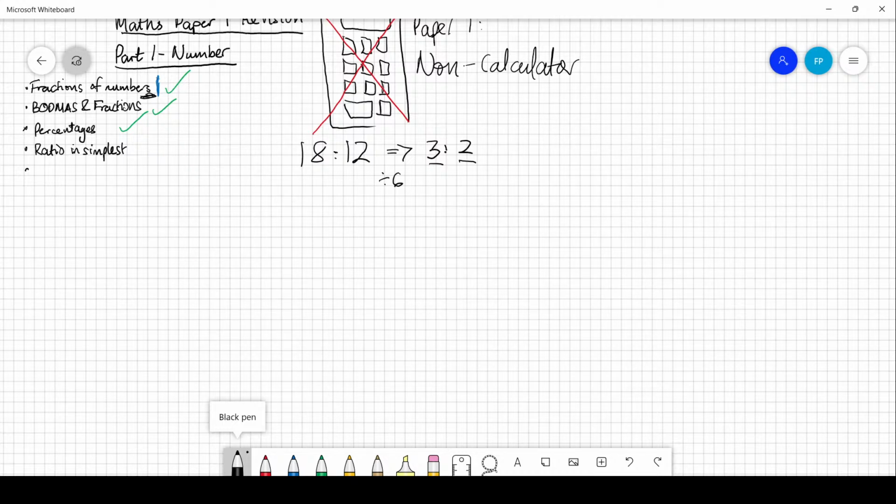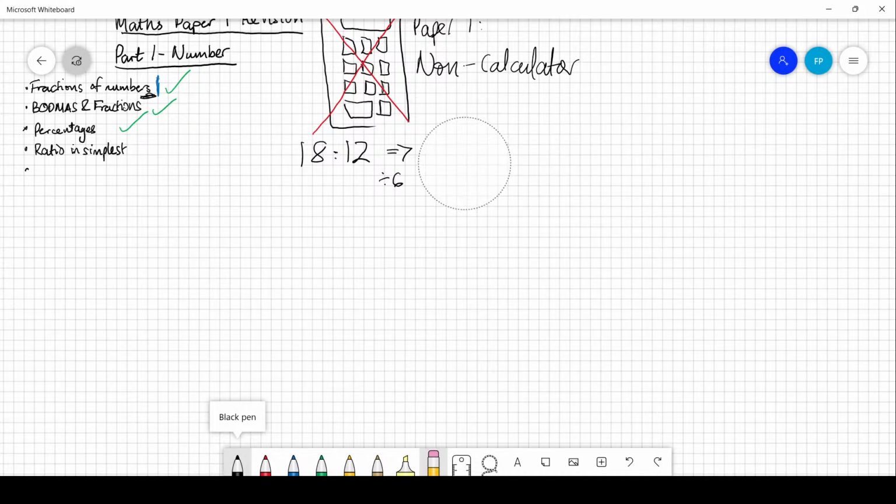And you can't really go any further without getting into decimal numbers. So it's simplified fully without dividing further into decimals. So I'll leave this as it is. Usually this might be a 1 or 2 mark question.